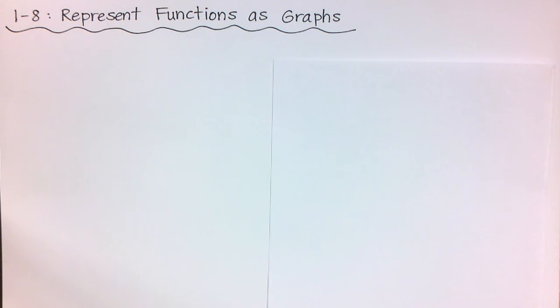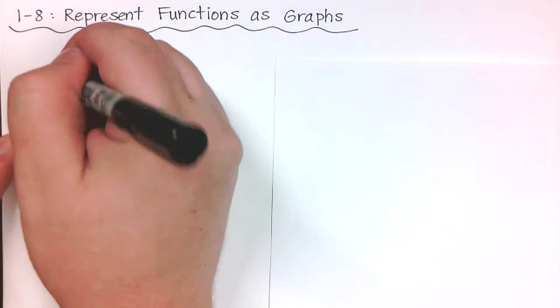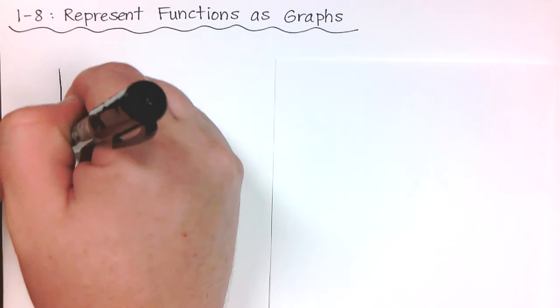Hello class, today we're going to be learning lesson 1-8 in your textbook, which is talking about how to represent functions as graphs. In the previous lesson we learned how to represent a function as a table or as a mapping diagram, and so that's what we're going to begin with. Let's start with just maybe a table.